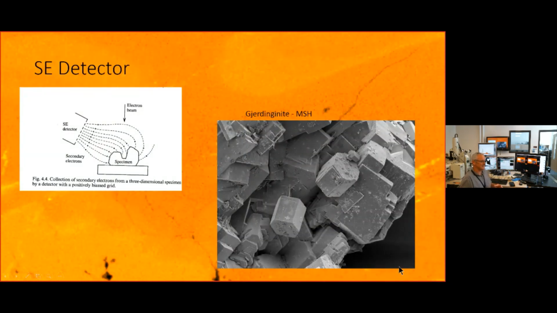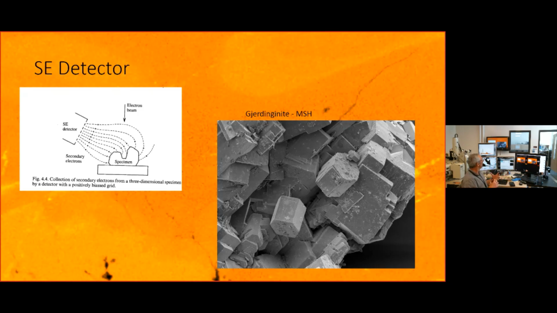Secondary electron detector looks at the sample from an angle. It's got a wire cage around the end with a positive bias, so it's charged to be a positive bias on that cage. Positive bias will attract low energy electrons, which have a negative charge, so they'll pull those electrons into the detector.